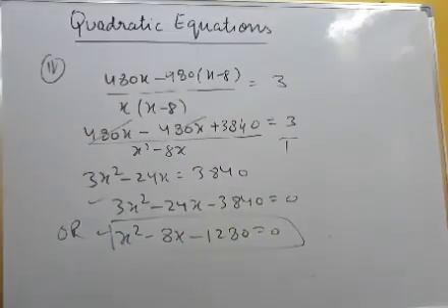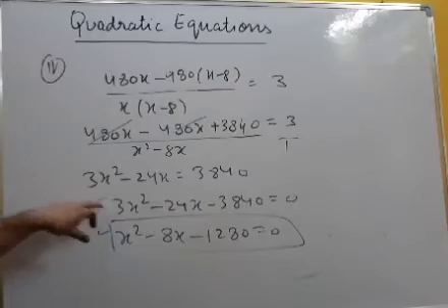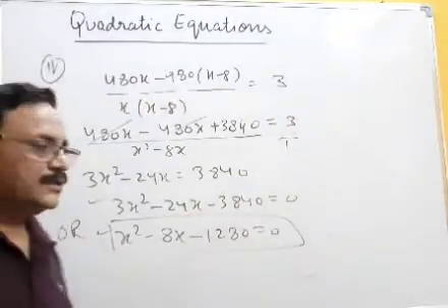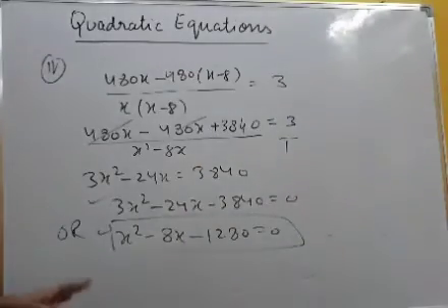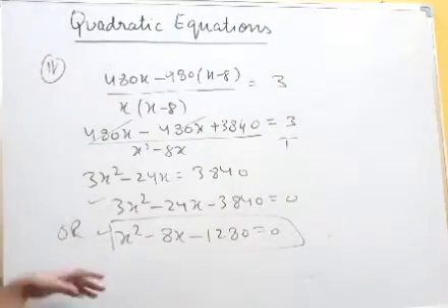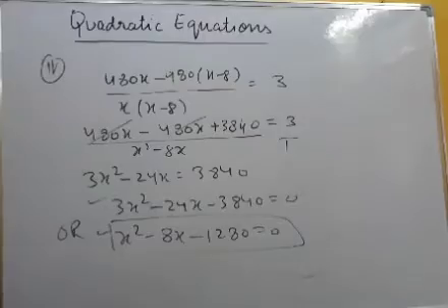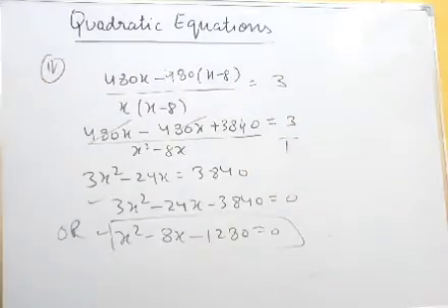You will find that 3 is common overall. If I divide the whole equation by 3, you will get x square minus 8x minus 1280. This equation will help you to calculate the speed of the train. How? We will do it next. You can note it.